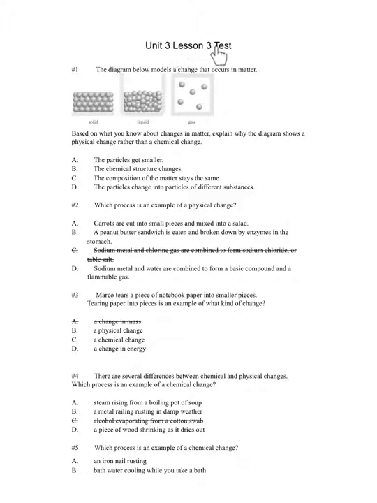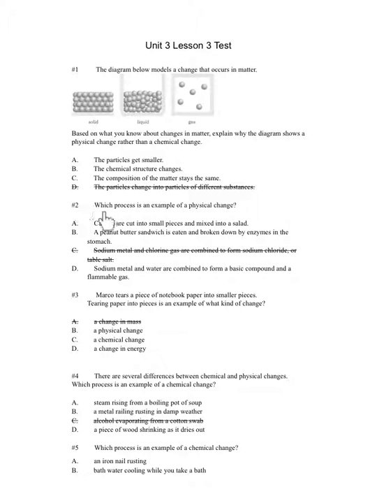Unit 3, Lesson 3 test. Number 1. The diagram below models a change that occurs in matter. Based on what you know about changes in matter, explain why the diagram shows a physical change rather than a chemical change. A. The particles get smaller. B. The chemical structure changes. C. The composition of the matter stays the same. D. The particles change into particles of different substances.